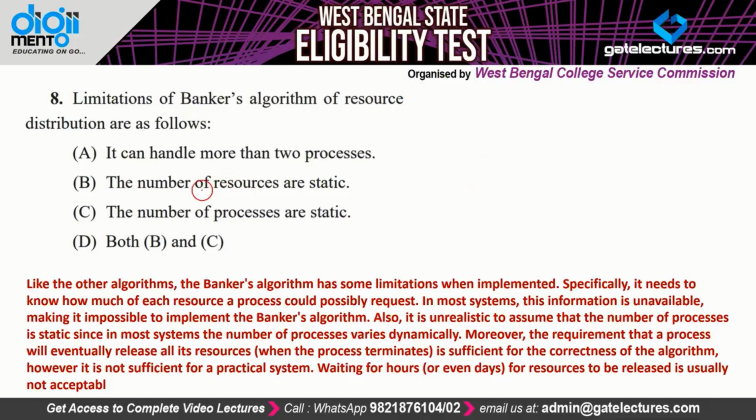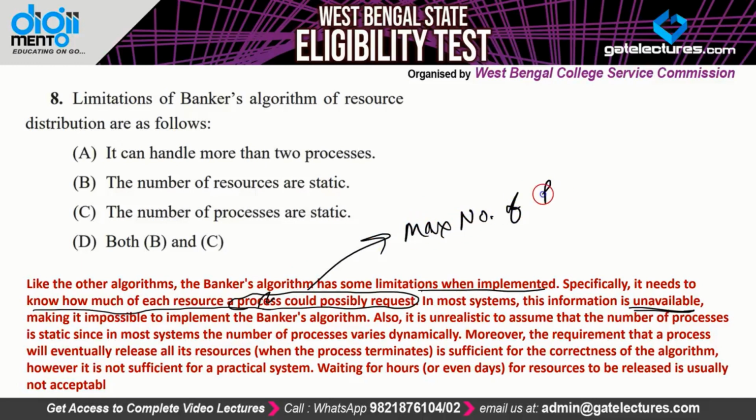Okay. Now I've written some text here for all of you. They are saying the Banker's algorithm has limitations when implemented. Specifically, it needs to know how much each process could possibly request. What is the maximum number of resources a process can request? Number 2, in most systems this information is unavailable, making it impossible to implement the Banker's algorithm because they do not know. The biggest limitation is that it should know the maximum number of resources a process can request.